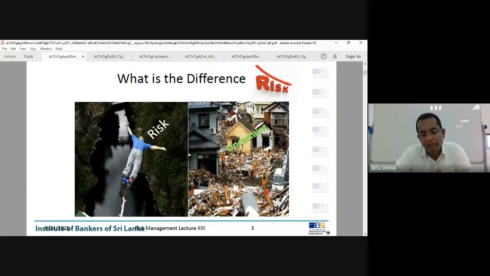So similarly, when you give a loan, consider a housing loan. When we are giving a housing loan, we know that 1 to 2% will go into NPA, right? The balance will not go to NPA. So when the damage or the loss can be quantified, that is risk. When the damage or loss can't be quantified, then it is called uncertainty, right?